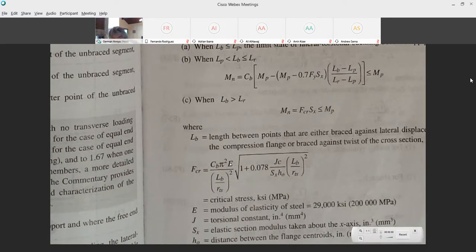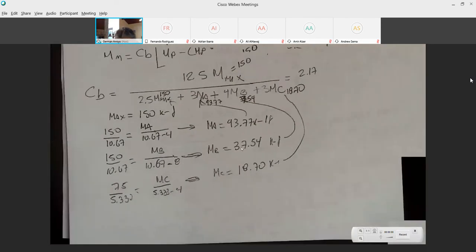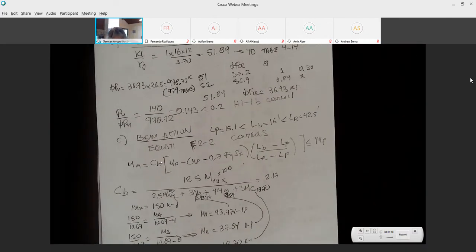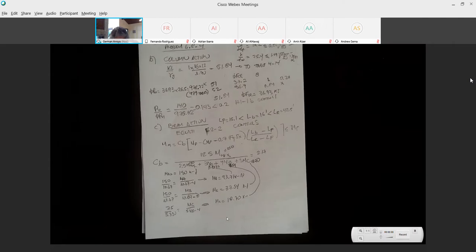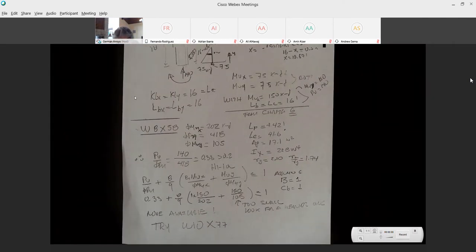And every year, when I used to teach, I didn't teach for 3 years, I think, this is the most common mistake that people make: instead of using this, they go to the end of the chapter. So be careful with it. So this is the equation that controls. I need M sub P, I need M sub R, and to compute C sub B, I already did it at the beginning.